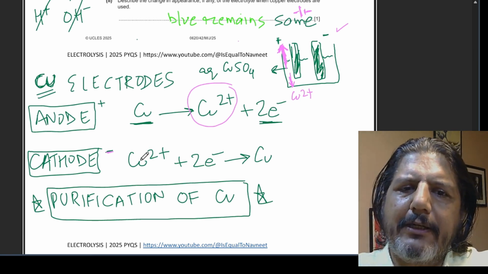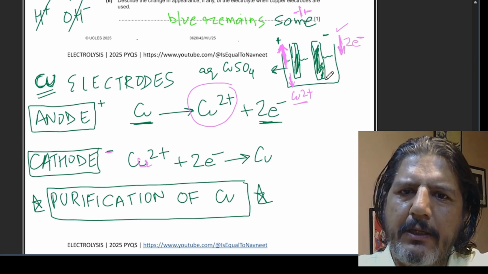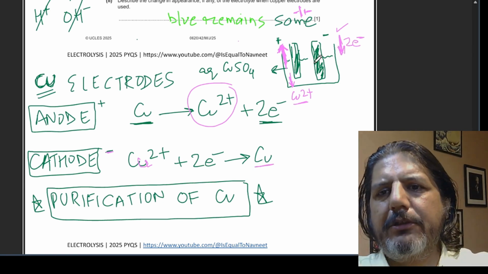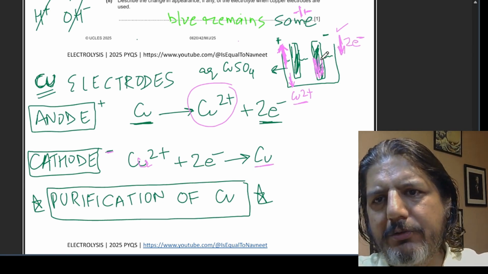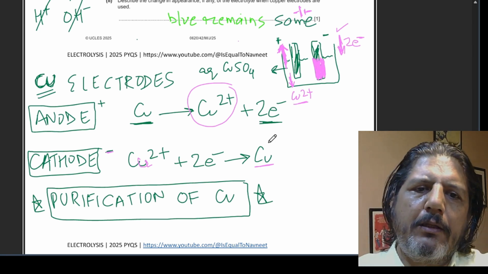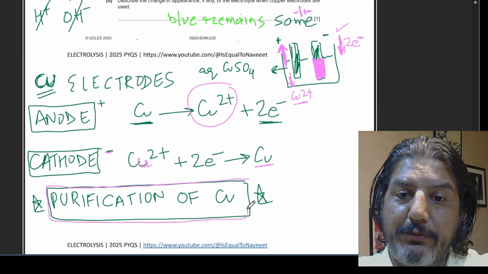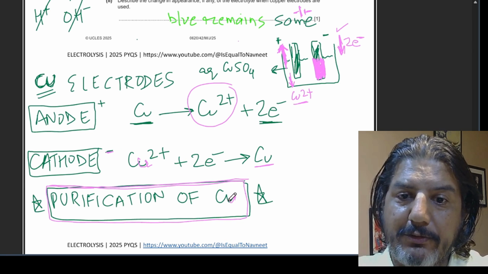So at the cathode side, again Cu2+ will be taking part. The Cu2+ now will gain 2 electrons from here and will get discharged as Cu. So you will see a reddish brown layer of Cu here. This is actually called the purification of copper. This is used in the purification of copper, where we want to increase the concentration of copper.